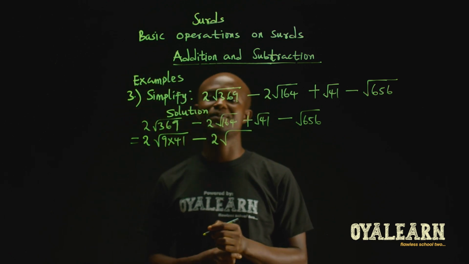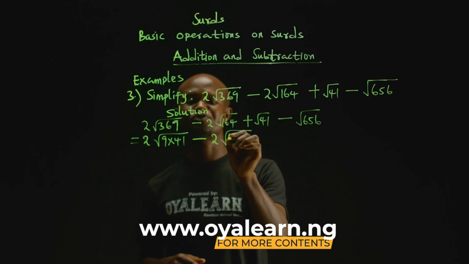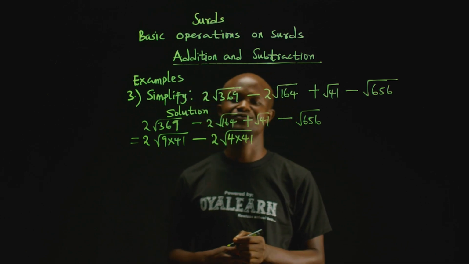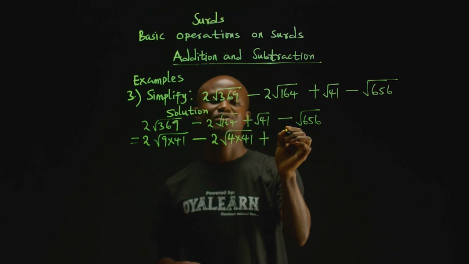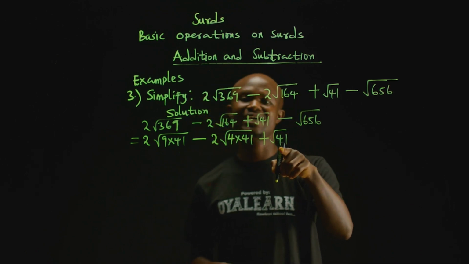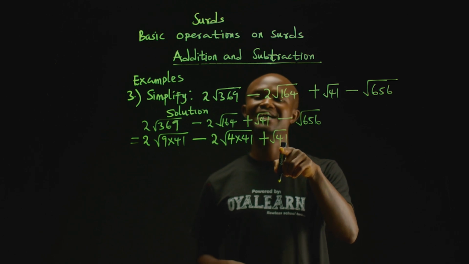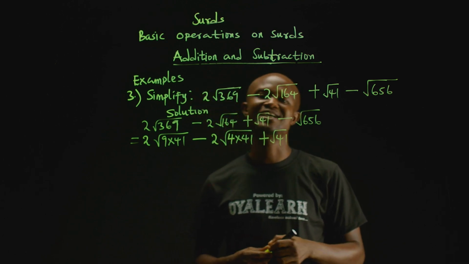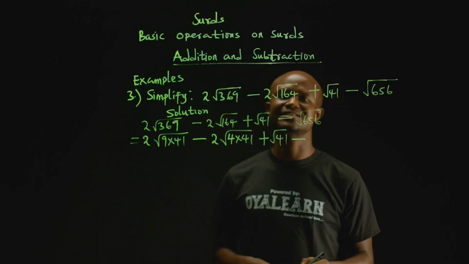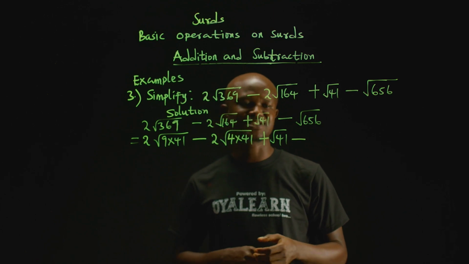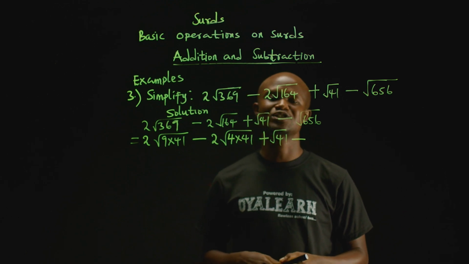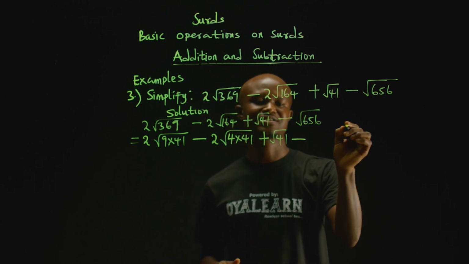The highest perfect square number we can have there is 4, because 4 times 41 will give us 164. Then plus root 41. We can't split this further because 41 is a non-perfect square number, and the highest perfect square number we can have in 41 is 1. Now 656. The highest perfect square number we can have in 656 is 16, because 16 times 41 will give us 656.